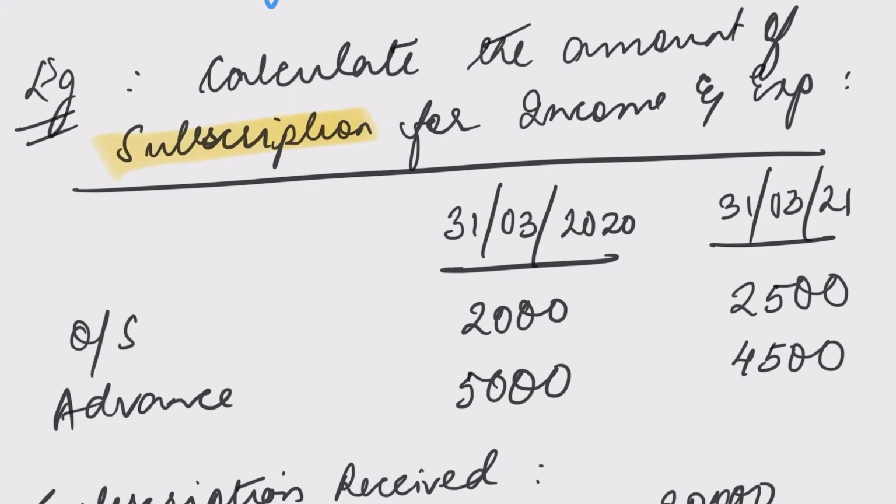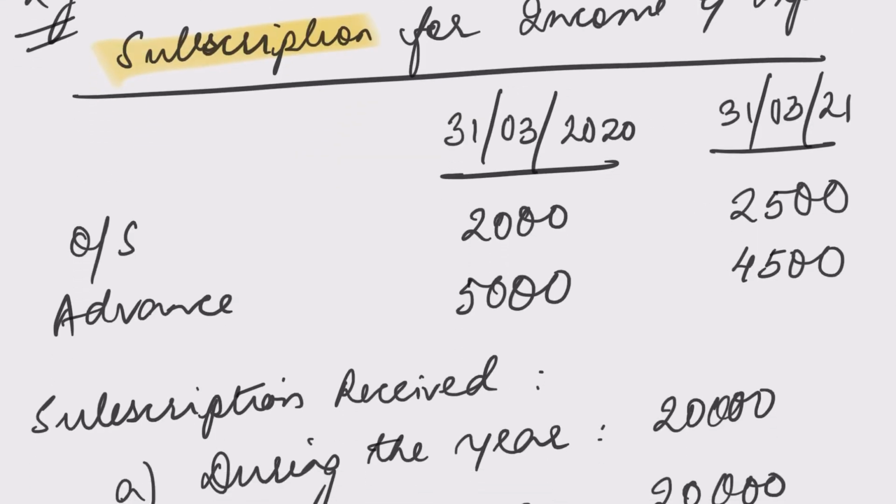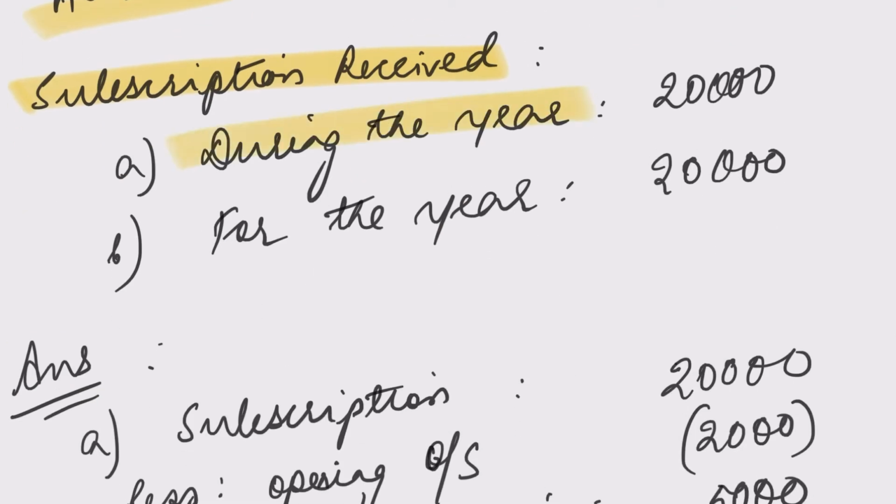So calculate the amount of subscription for income and expenditure. For example, suppose in your question it is given 31st March 2020, 31st March 2021. If it is given outstanding at the beginning, at the end, advance at the beginning, at the end, and subscription received during the year. During the year means it can be pertaining to current year, previous year, next year. Okay, 20,000.